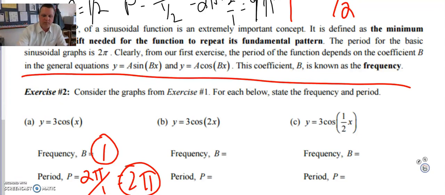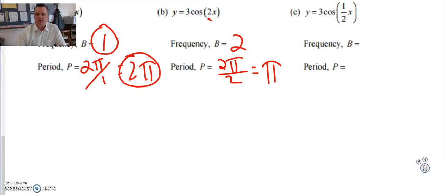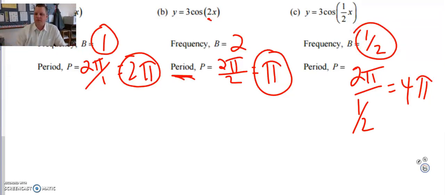In letter B, okay, my b is 2. My period is 2 pi over b, which is pi. So the frequency means 2 is the number of curves between 0 and 2 pi, and the period means this is how long it takes to complete one curve. So between 0 and pi, there's one complete curve. And then the last one, which we kind of already did up above, is we have the 1/2, and the period is 2 pi over 1/2, which gives me 4 pi. So half a curve between 0 and 2 pi, it takes 0 to 4 pi to do one complete curve. Okay?